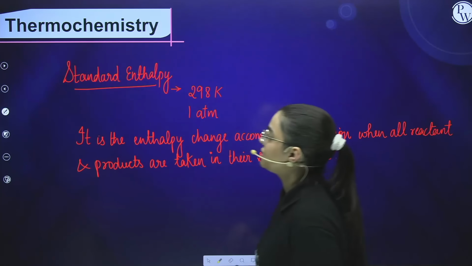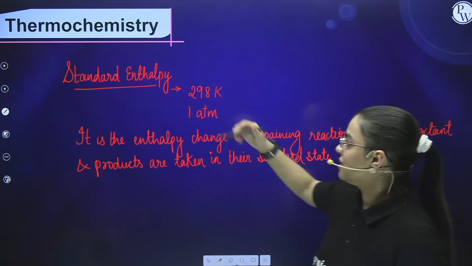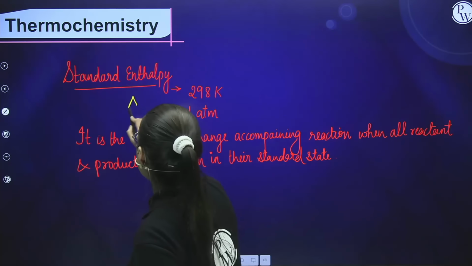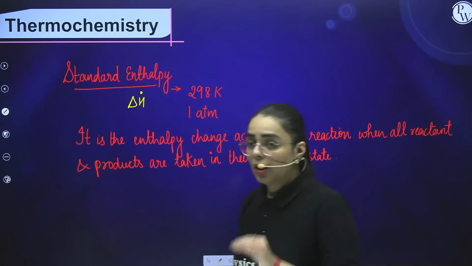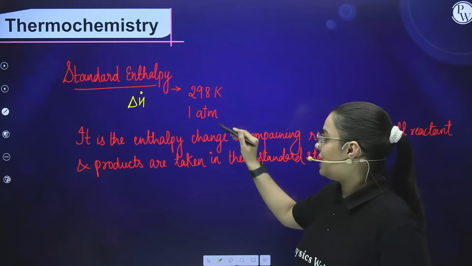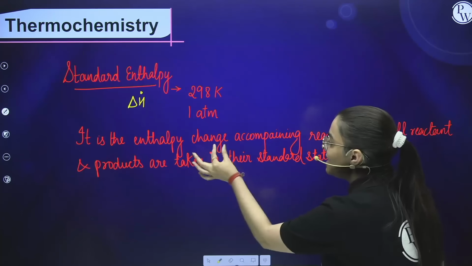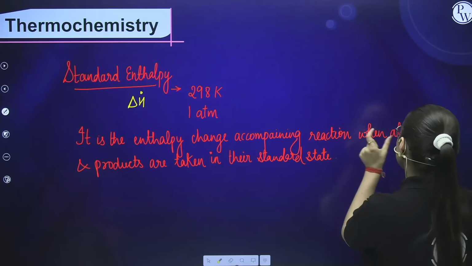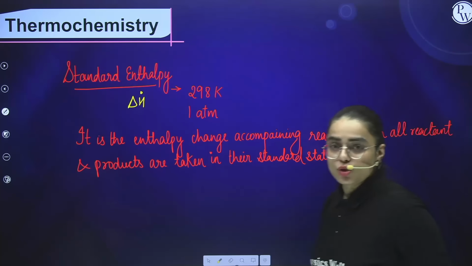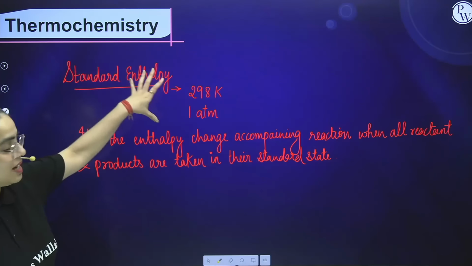Now students, comes our thermochemistry. These are quite simple. I'm going to tell you one by one. First of all, what do you mean by standard enthalpy? Here again and again you are going to see the standard term. Standard is basically delta H naught. Now, what do you mean by standard? Standard is basically when temperature and pressure are fixed. When pressure is 1 atm and temperature is 298 Kelvin, then we would define standard enthalpy as the enthalpy change accompanying a reaction when all the reactants and products are taken in their standard state. So, when I am talking about all the reactants and the products in the standard state, the standard enthalpy for them is going to be 0.